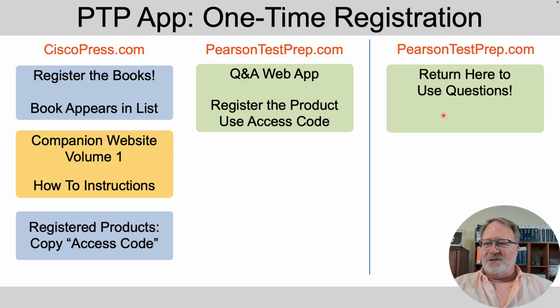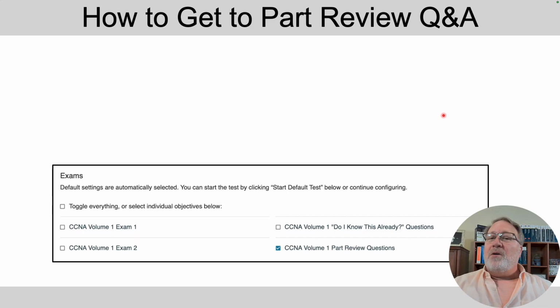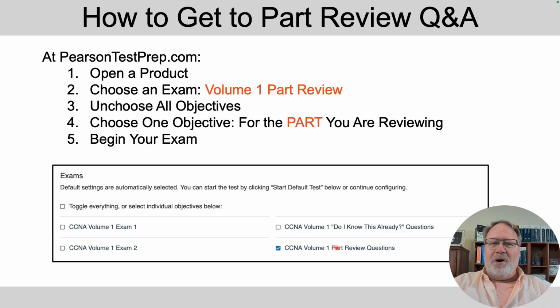All right, so there's the process. For these part review questions, you're going to get into the user interface and say, hey, I want to use questions for, say, the Volume 1 Official Cert Guide, and one of the pieces of the user interface will list all your available exams like these. And to do part review questions, you want to pick the exam that has part review in the name. And your process runs like this.